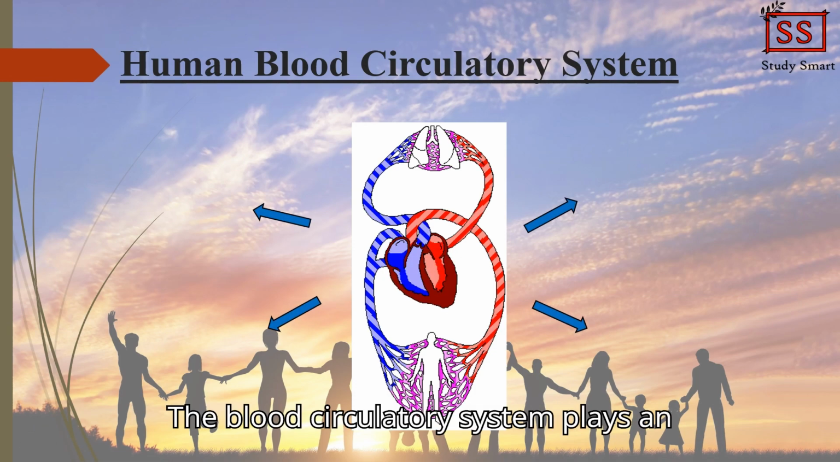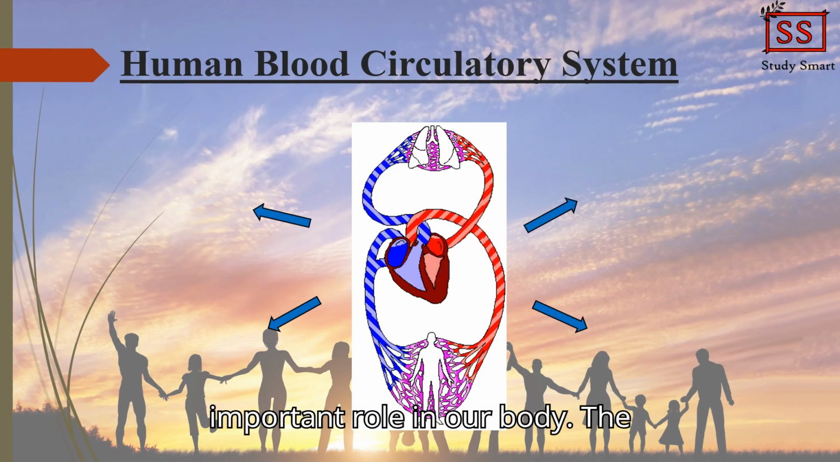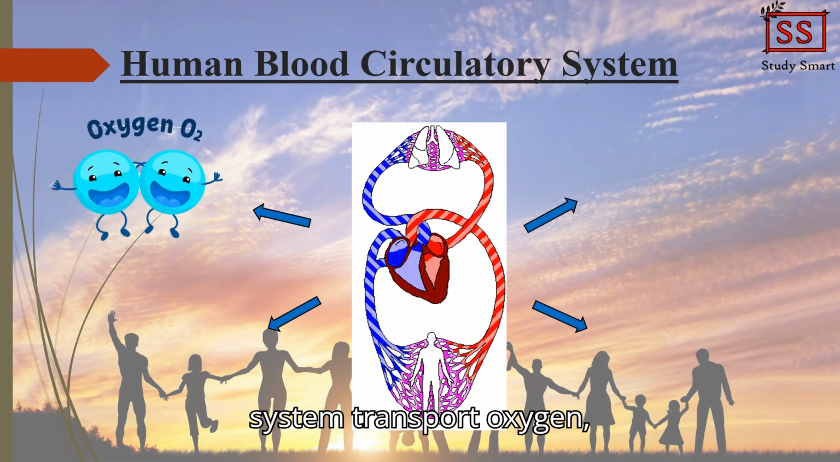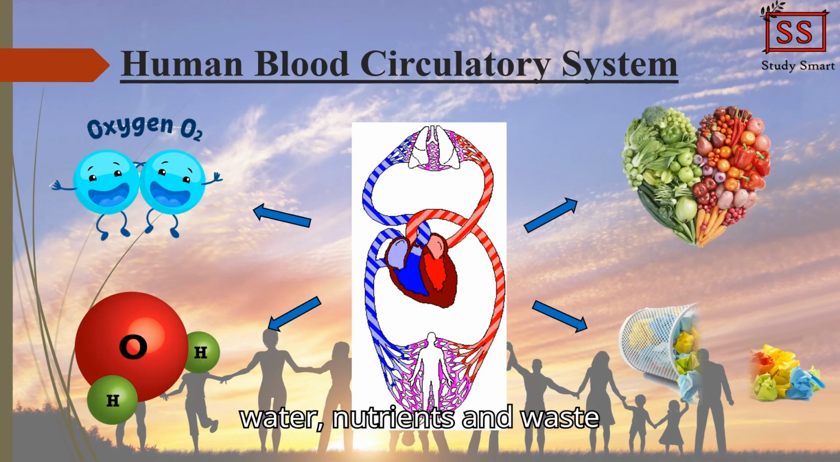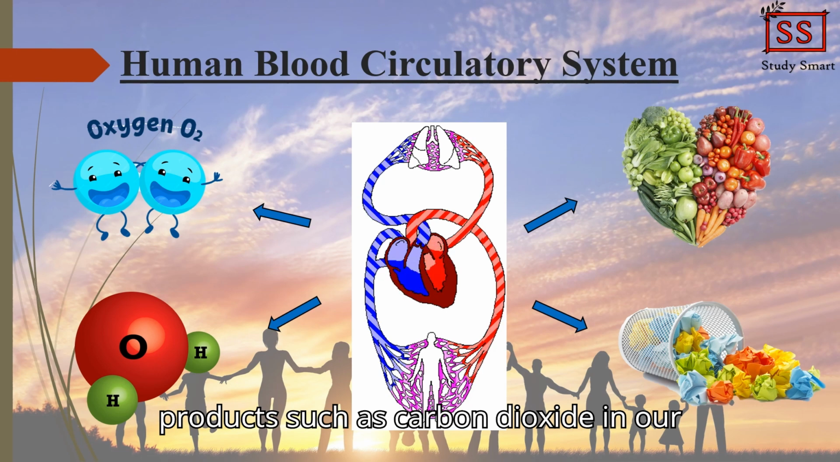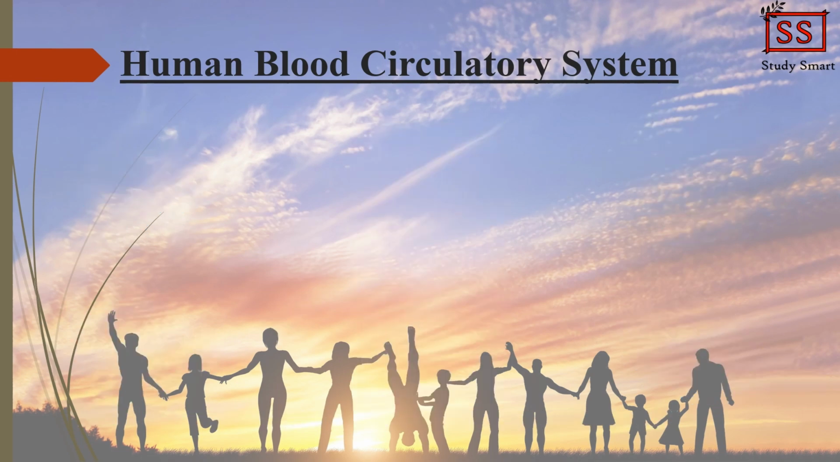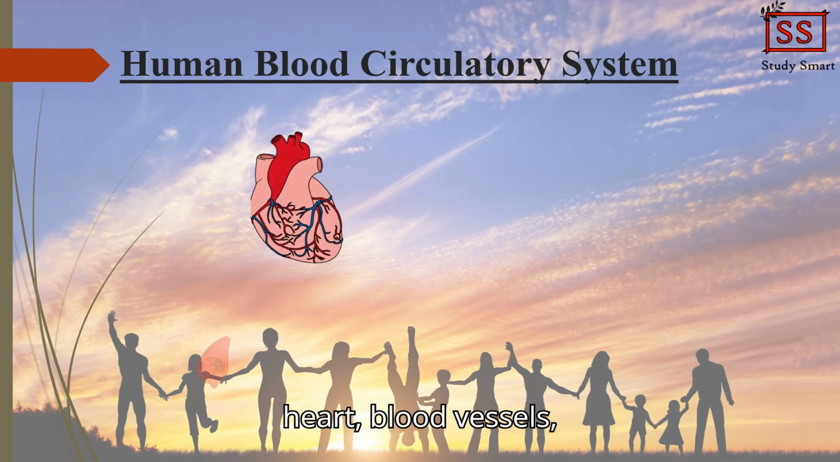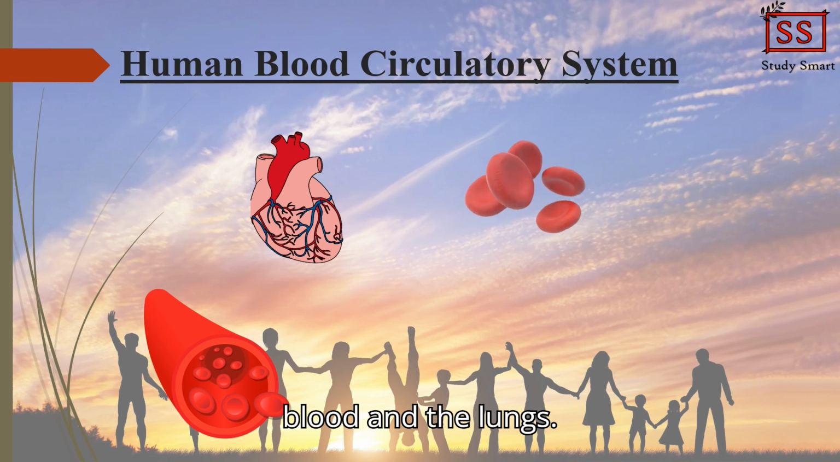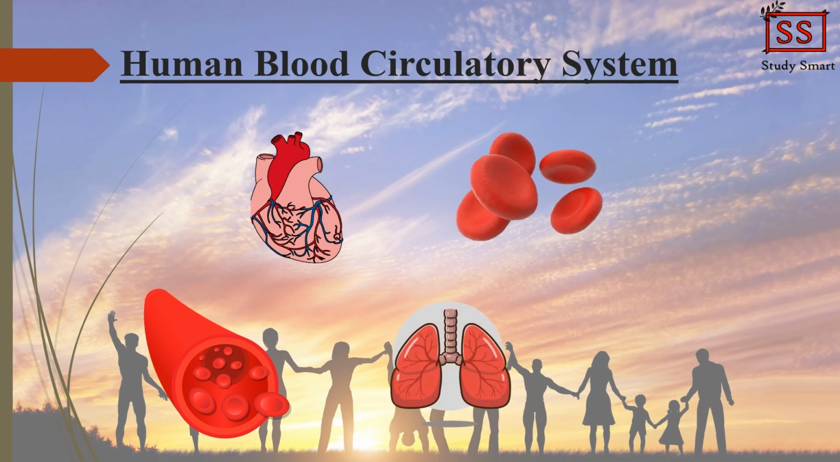The blood circulatory system plays an important role in our body. This system transports oxygen, water, nutrients and waste products such as carbon dioxide in our body. There are four main parts involved in the human blood circulatory system: the heart, blood vessels, blood and the lungs. Each of these parts has its own function.